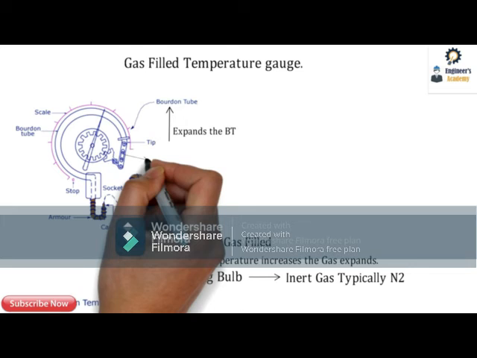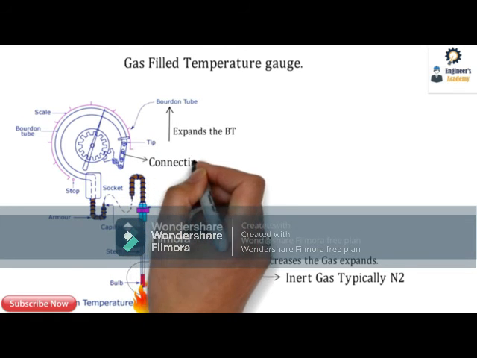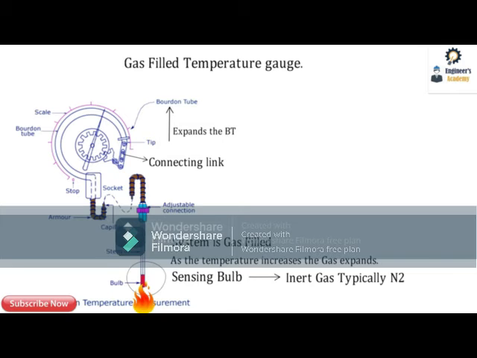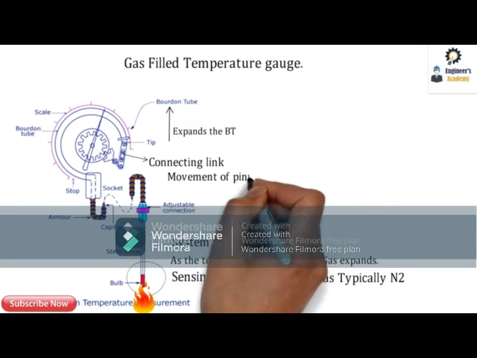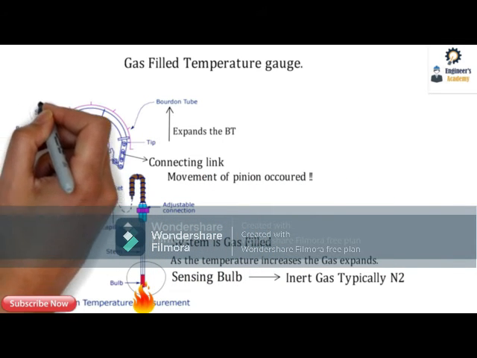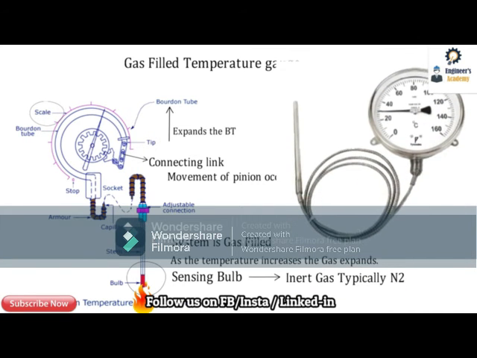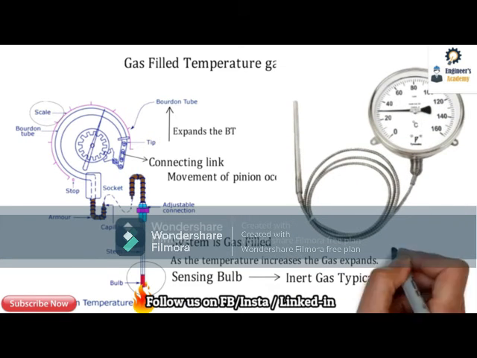it also expands this Bourdon tube basically. So guys, over here this is the connecting link, which is connected from the end of the Bourdon tube to the mechanism, that is the pinion. Due to that connecting link, the pinion rotates and the pointer gives us the reading on a scale. So guys, this is the overall working of the gas filled temperature gauge.